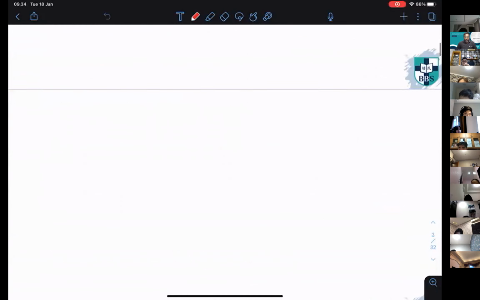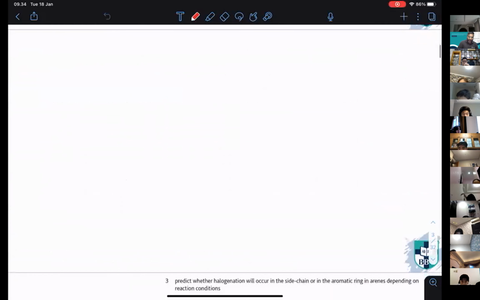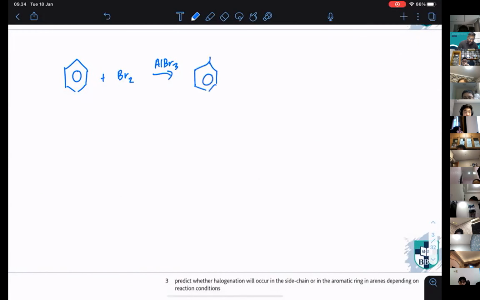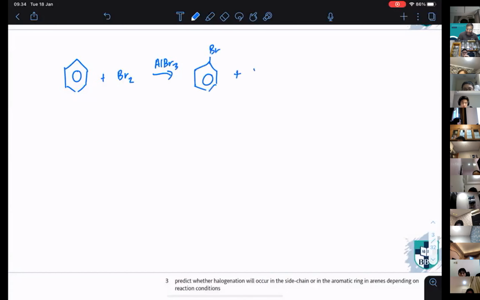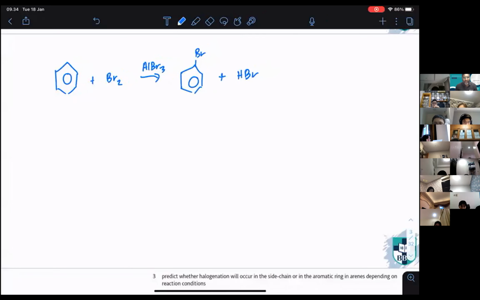So if you look at the mechanism of the reaction, everyone should know this by this time. If you have a benzene, then you react with Br2, you require AlBr3 as a halogen carrier, and then you get bromobenzene plus HBr. But what is important over here is to know about the mechanism of the reaction.